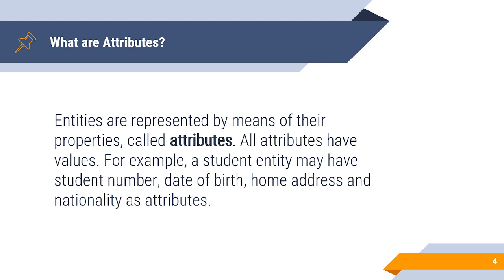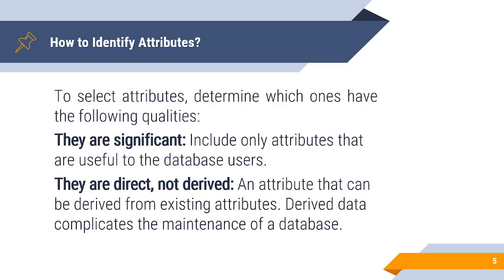So, we have the student number, the last name, first name, home address, even the date of birth, and many other attributes. Okay. So to select attributes, determine which ones have the following qualities. First, they are significant. Include only attributes that are useful to the database users.